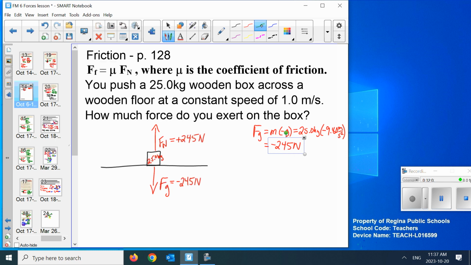Now, if I'm pushing or pulling, it doesn't matter. I think of a push as from behind the box, right? But I can actually put the arrow on this side, and I'm not drawing this to scale. I'm going to call this a P, pull, push force.